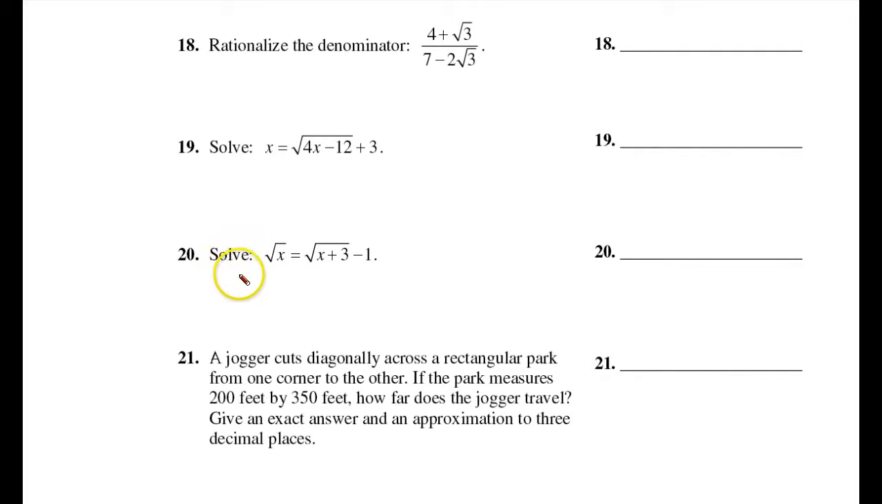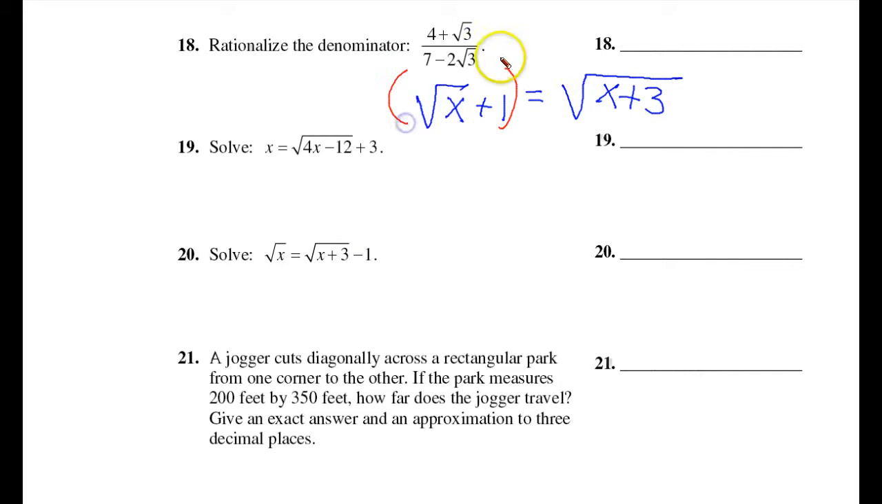Let's do number 20, and I'll set it up to save a little time. So the same rules apply. We want to isolate, and we could have done it this way, but I like it this way. We're going to take this negative 1, bring it over. It becomes a positive 1 on this side, and then we're going to square both sides.